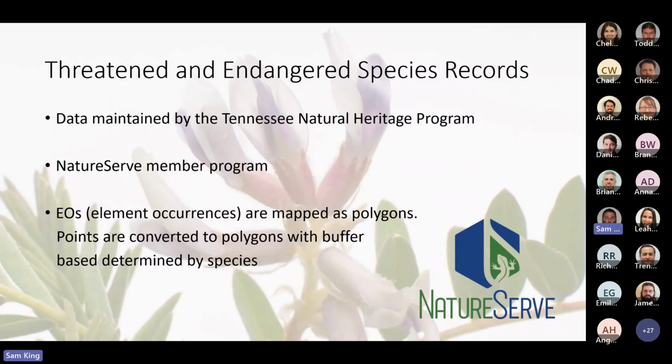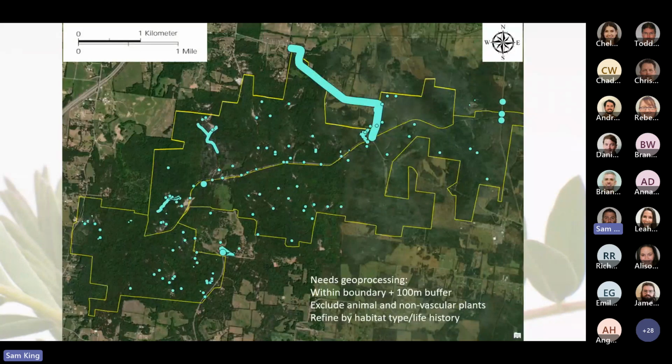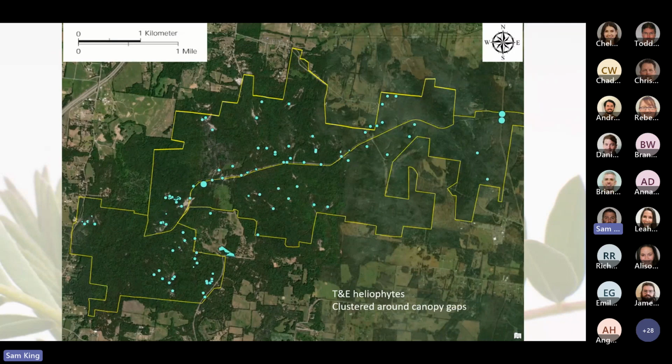So the next thing we did was look at our rare species records and see how they plot against all this other data. So we pulled those in from the TDEC hub. And the first thing we did was clean that up a little bit. We removed all animals and non-vascular plants. Now that looks like this.